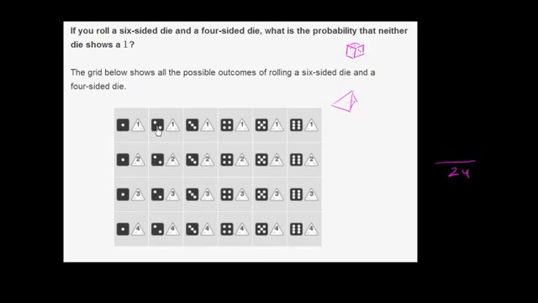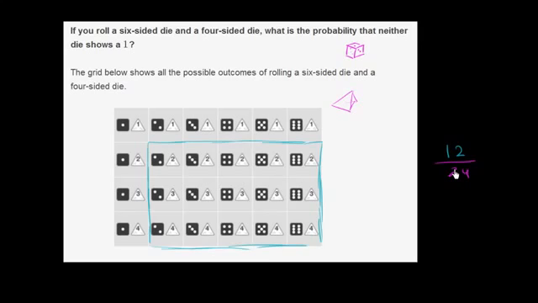So anything in this row isn't going to meet our constraint because these have a 1 on the four-sided die, and nothing in this column is going to meet our constraint because these have a 1 on the six-sided die. But all of these, everything left over, these are going to meet our constraints. And how many of these outcomes are there? Well, let's see, there's 3 by 4, 3 times 4. So there's 12 possible outcomes here.